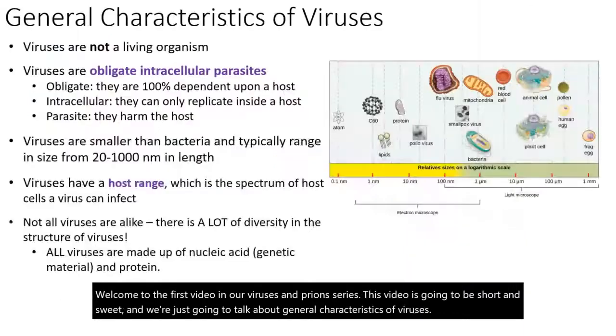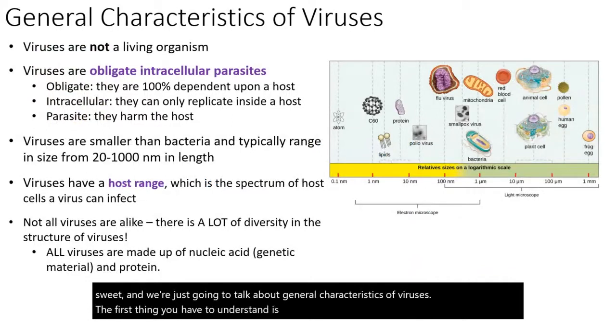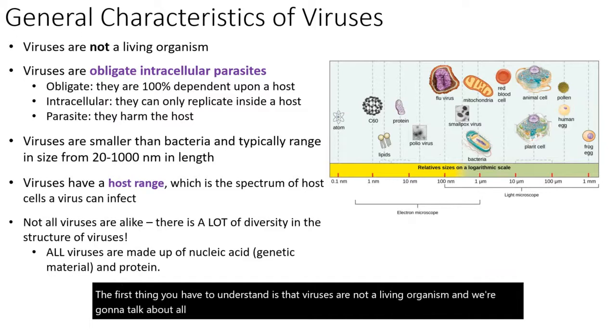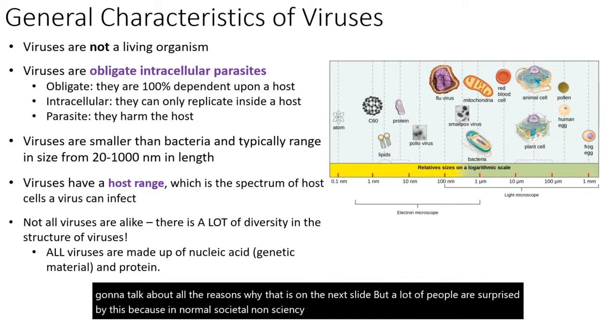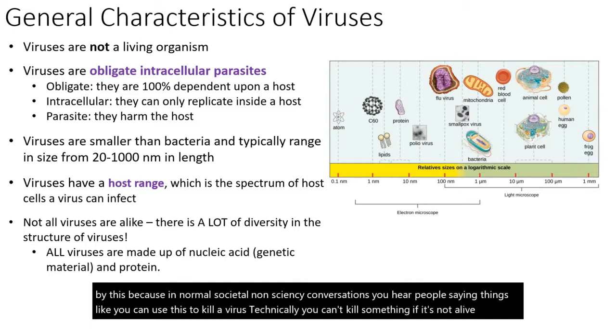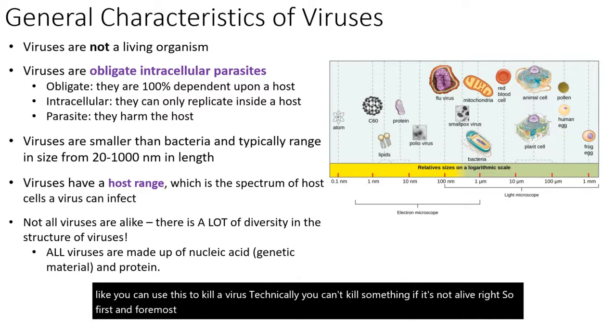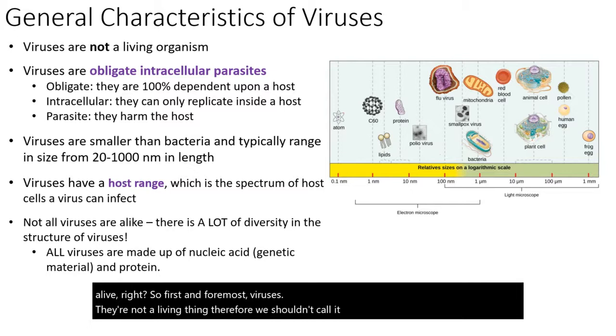Now, the first thing you have to understand is that viruses are not a living organism. And we're going to talk about all the reasons why that is on the next slide. But a lot of people are surprised by this because in normal societal non-sciency conversations, you hear people saying things like, you can use this to kill a virus. Well, technically you can't kill something if it's not alive, right? So first and foremost, viruses are not a living thing. Therefore, we shouldn't call it an organism, okay?